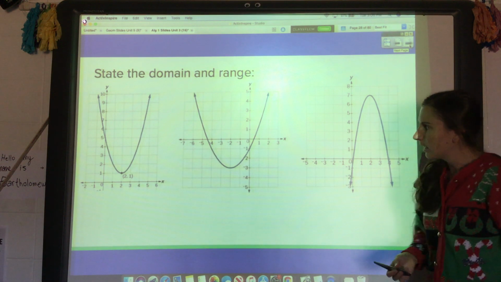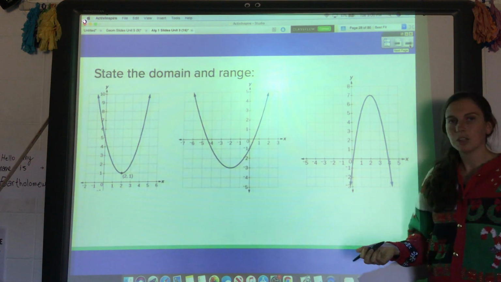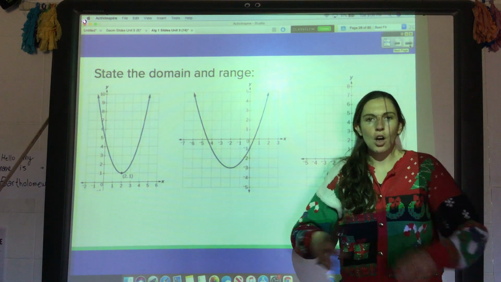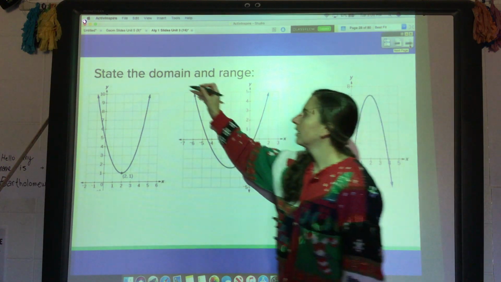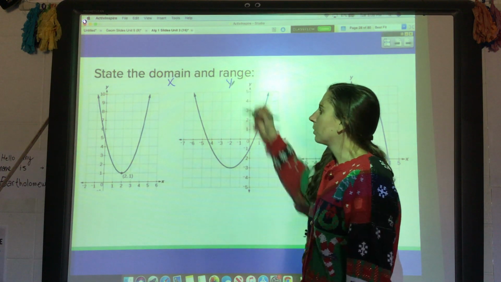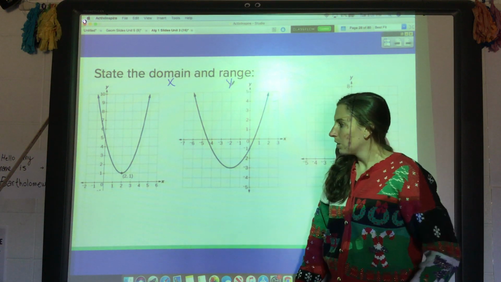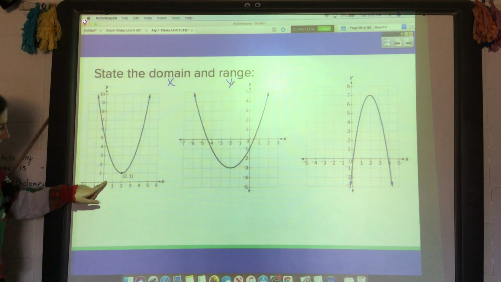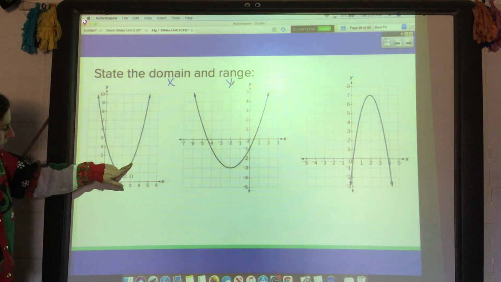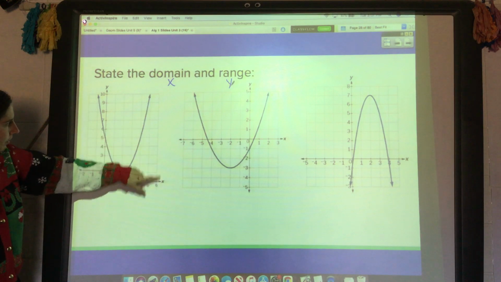Okay, let's talk domain and range. Remember, domain is all the x values in your function that you could possibly hit. Range is all the y values. So let's look at this first one. If I'm looking at the x values, it hits at 2 and 3 and 4 and 5 and 6.